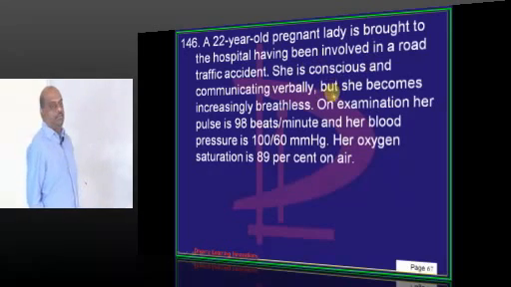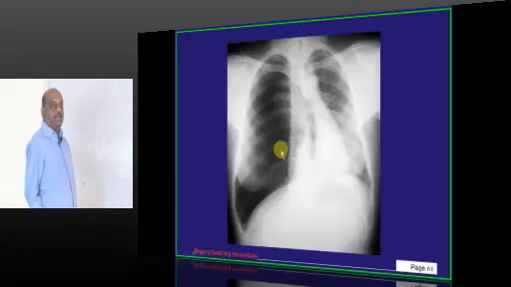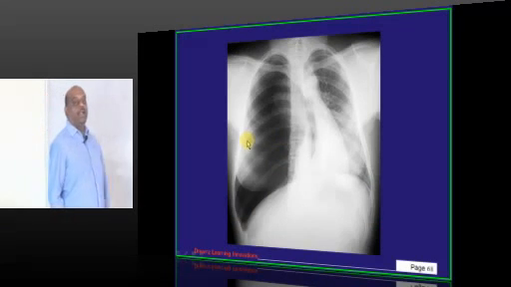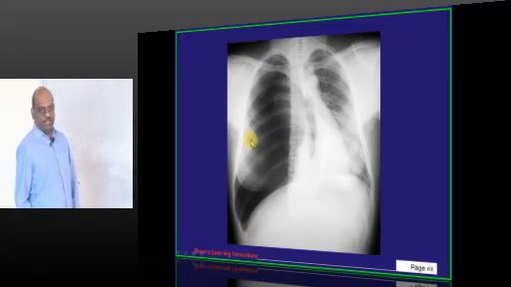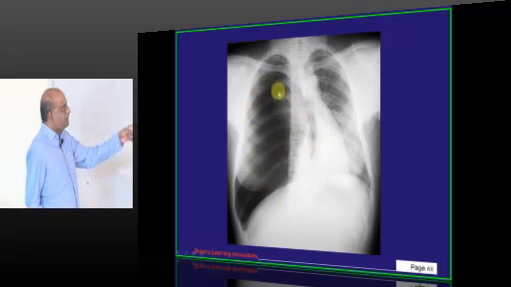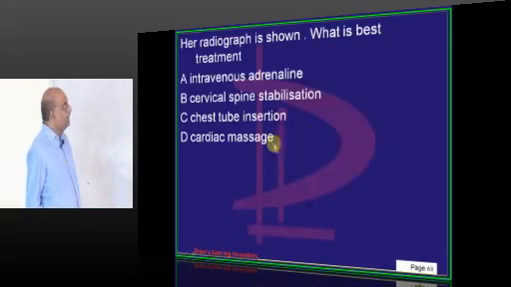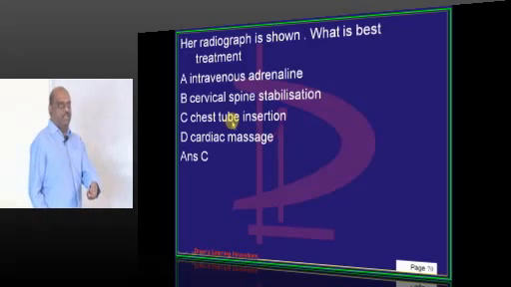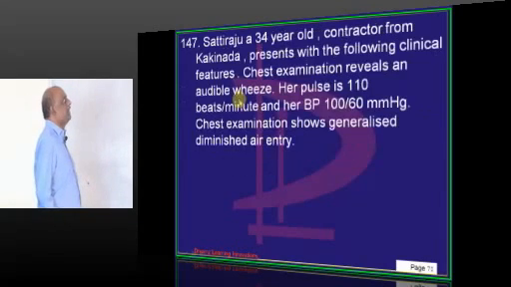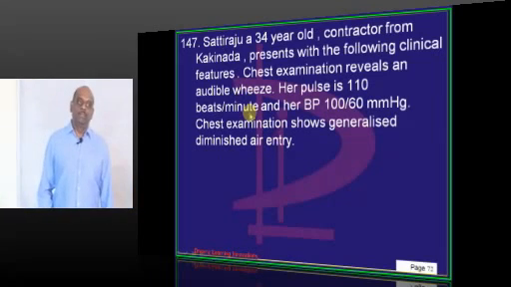A 22-year-old pregnant woman had a road traffic accident. She is conscious and communicating verbally but becoming increasingly breathless. Her oxygen saturation is about 89% and her pressures are 100/60. The radiograph is showing tension pneumothorax, a completely lucent hemithorax, tracheal deviation is there, right, along with a mediastinal shift. So what you need to do is immediately do a chest tube insertion and drain the air out, which is considered the management of choice.